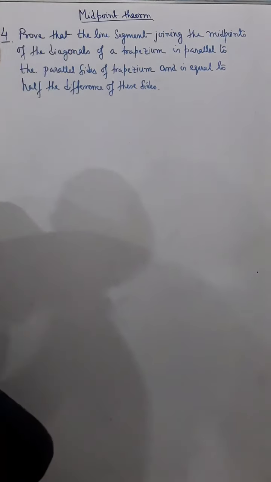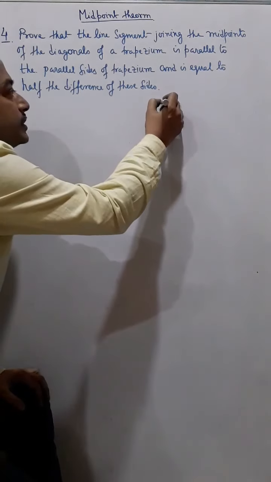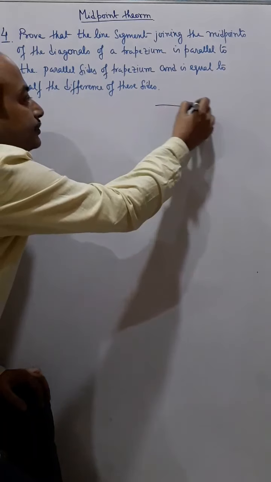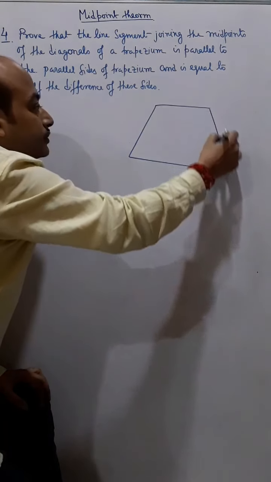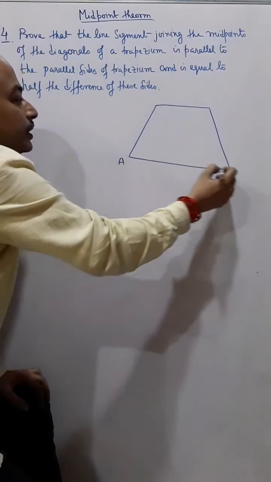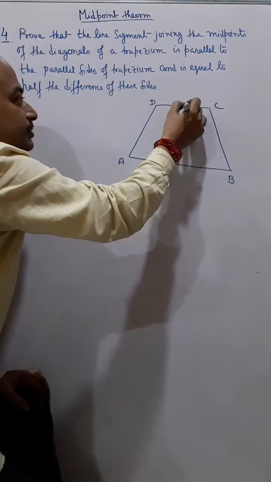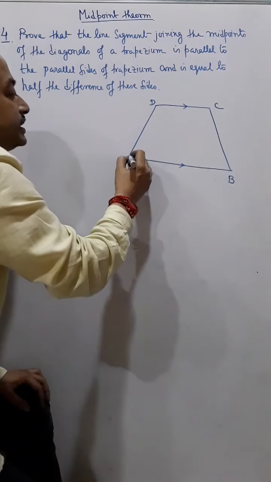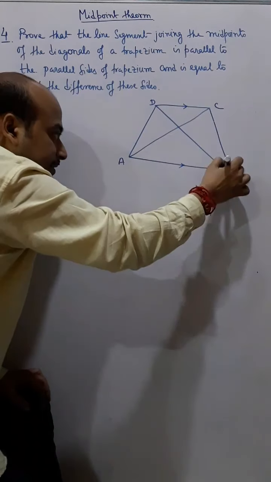Okay, now see this sum that will prove that the line segment joining the midpoints of the diagonals of a trapezium. Okay, so first let's draw the trapezium. So this ABCD is a trapezium. As you know, these two are parallel sides, and these are the diagonals of the trapezium. So this is one diagonal and this is another diagonal.